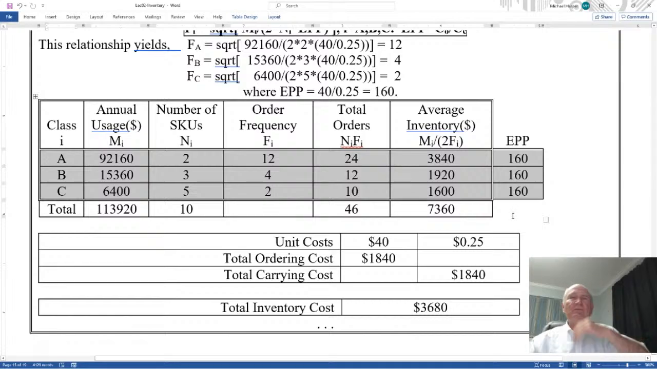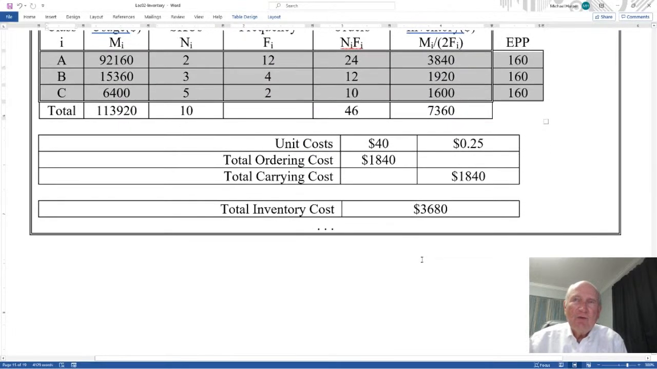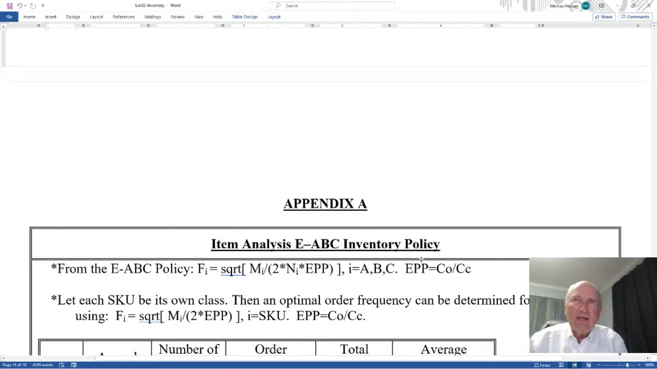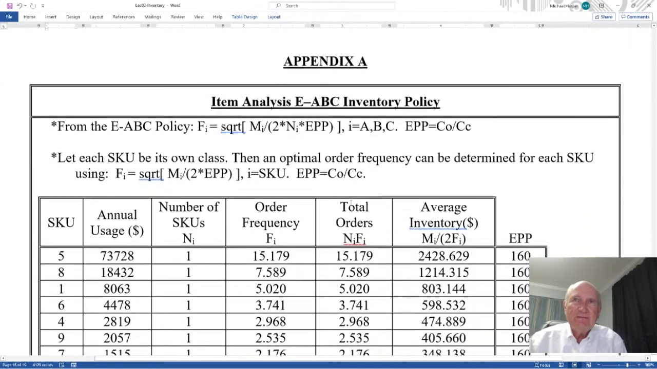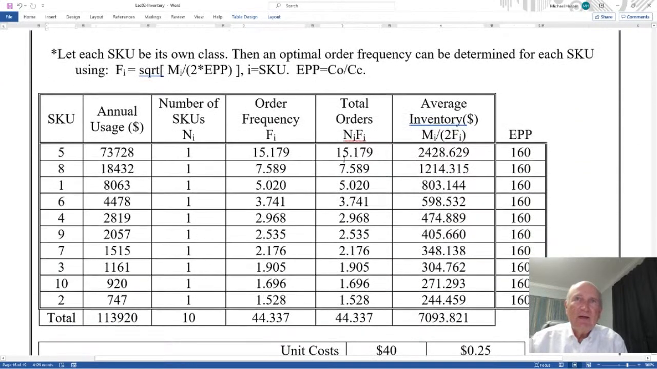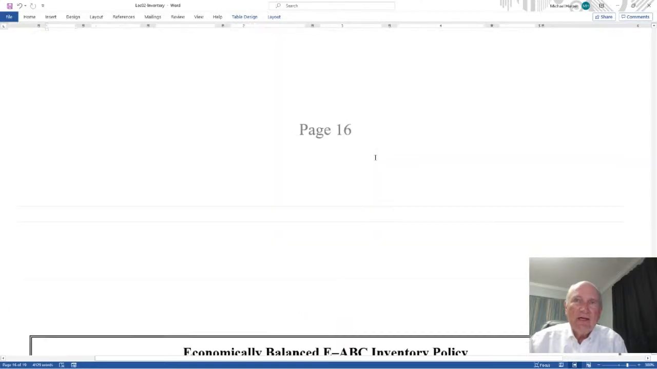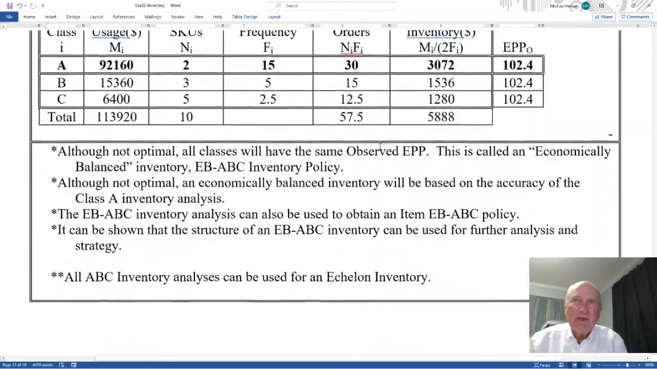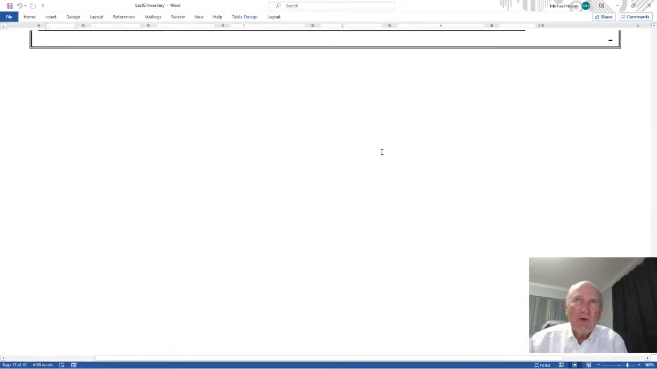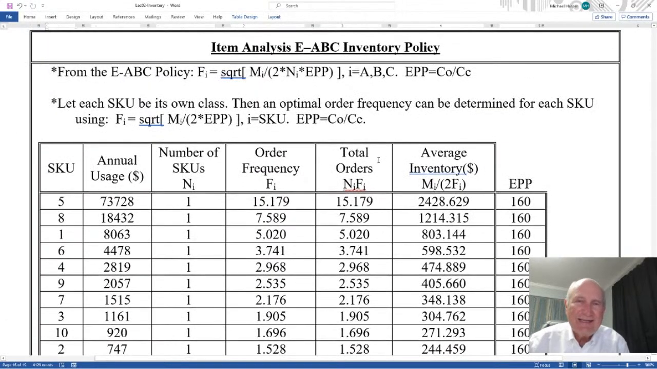And I'm going to have two problems in my homework that is based on this. But what I'm not doing tonight, I'm over the time. I took too long. What I'm going to be doing is looking at the appendix. Here I'm doing an item inventory. Here I do economically balanced inventory. I'll be doing this in the homework, the live stream on Thursday night.